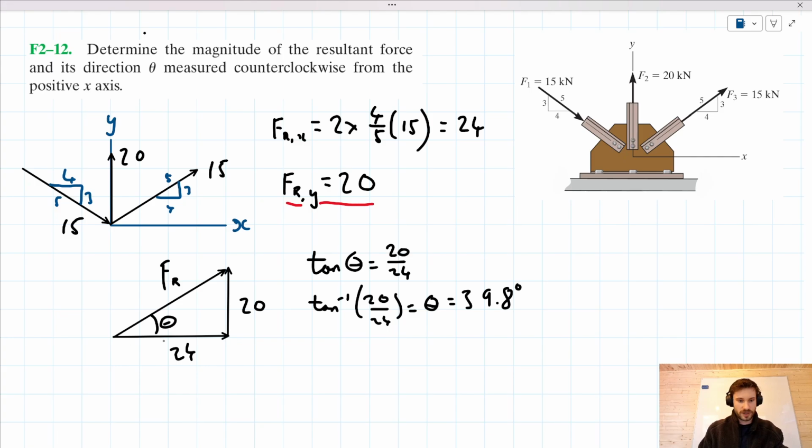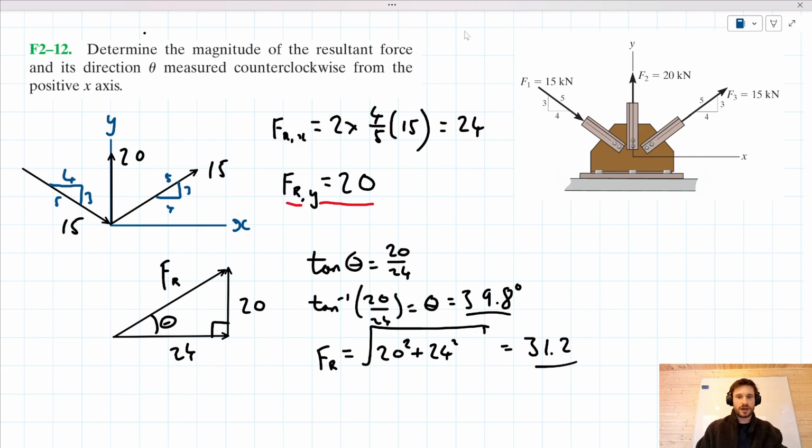So you might spot that you can just use Pythagoras here. So we can say F_R is equal to the square root of 20 squared plus 24 squared, which when I put in my calculator, I find takes a value of 31.2. And there we have it. We have our angle with the positive x-axis taken counterclockwise, and we have our magnitude. I should really add the unit there, shouldn't I?